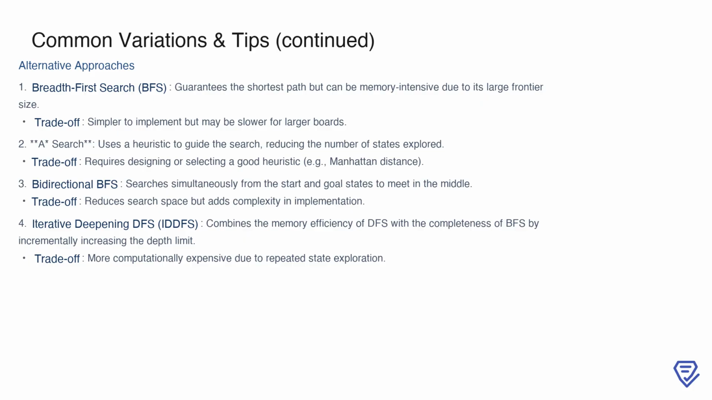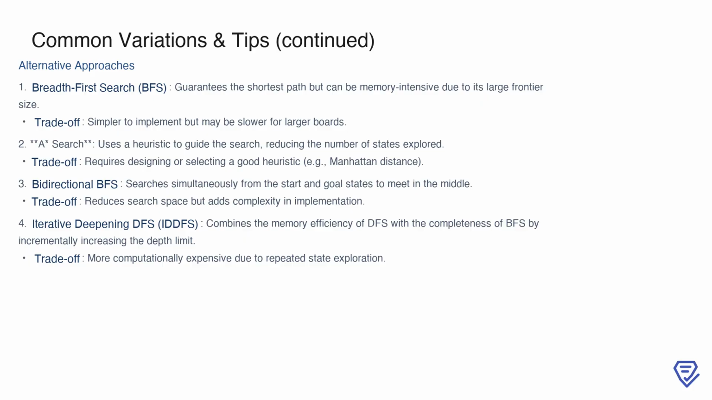A* search improves upon BFS by introducing a heuristic to guide the search, reducing the number of states explored. This can make the algorithm significantly faster, but it requires careful selection of an appropriate heuristic, such as Manhattan distance, which must balance accuracy with computational efficiency.